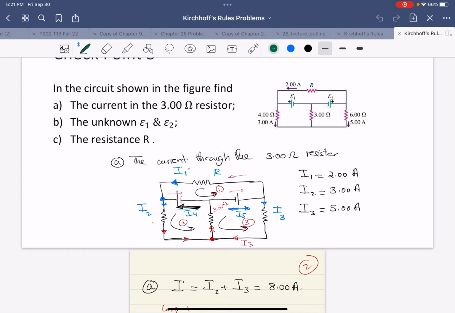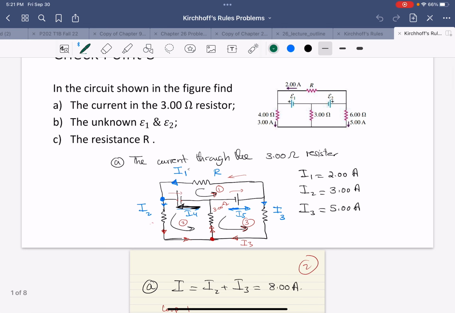For the currents, I decided I'm going to have the current going through R be I1, and here I decided I want to have I4 going through this EMF and I5 going through this one here, and I3 going through this one, and I2 going through this resistor.